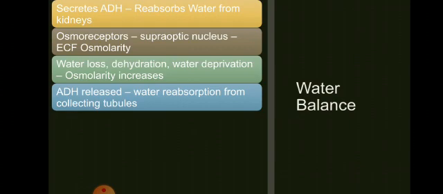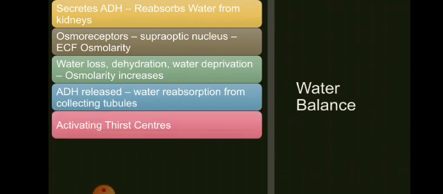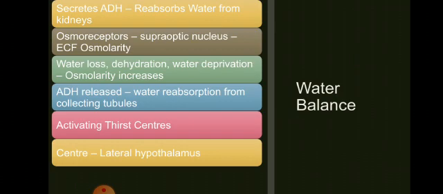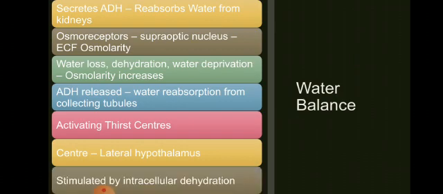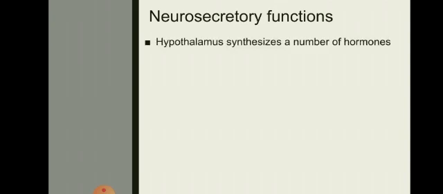Now whenever this antidiuretic hormone is released, water reabsorption from the collecting tubules is increased, activating the thirst center, and the center is the lateral hypothalamus. And this all happens by stimulation of intracellular dehydration. So this is about how water balance is maintained with the hypothalamus. Now let's go to the next function, which is the neurosecretory function.